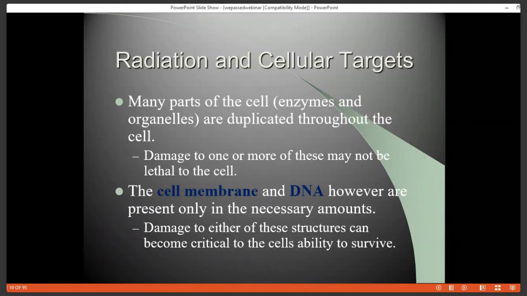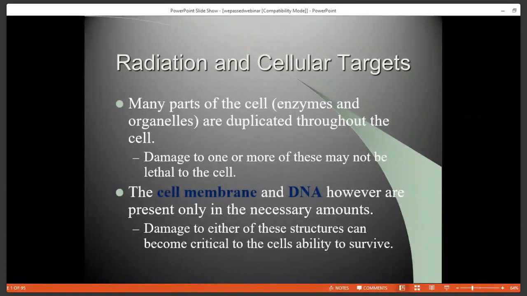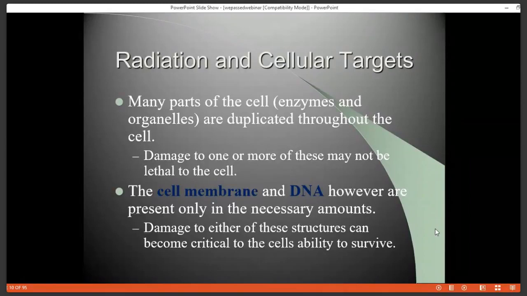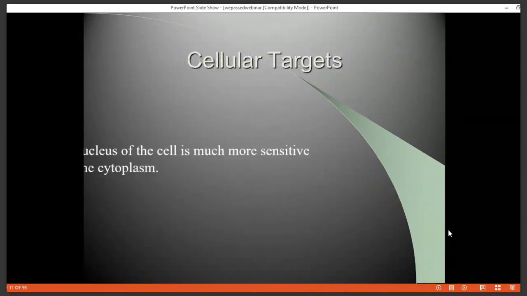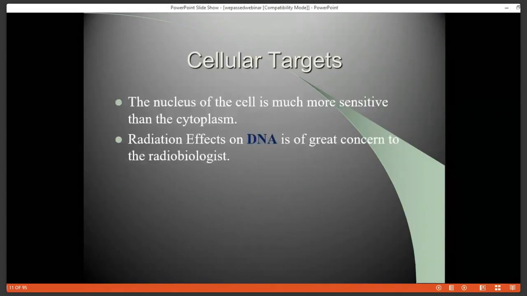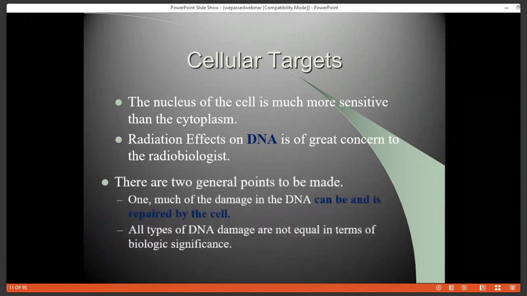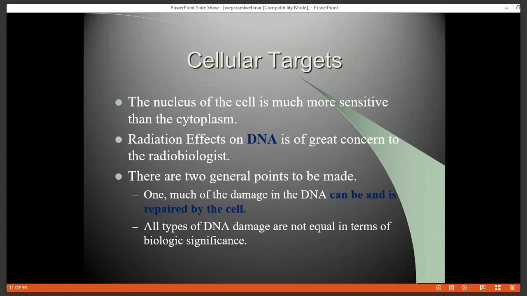In radiobiology, the main consideration is the cell membrane and the DNA, because they're only present in the amounts that are necessary for the cell. Damage to either of those structures can be critical for the cell's ability to survive. This in general is considered to be much more sensitive than the cytoplasm, and radiation effects on the DNA tend to be of the greatest concern because this is damage that is heritable and may be transferred on to the daughter cells. There are basically two general points to think about when we look at radiation damage.